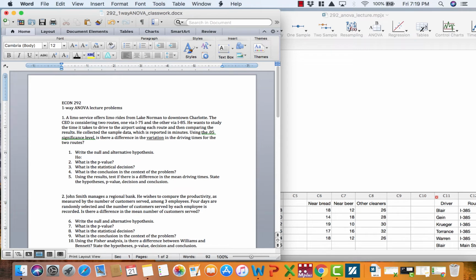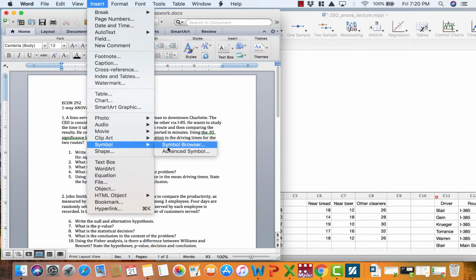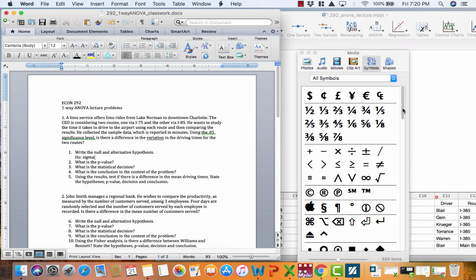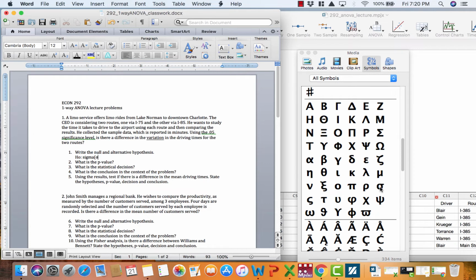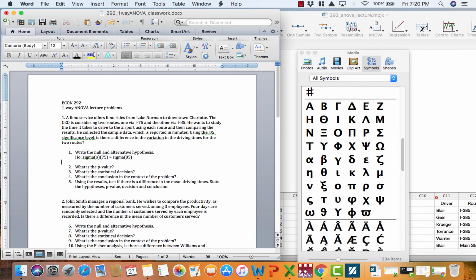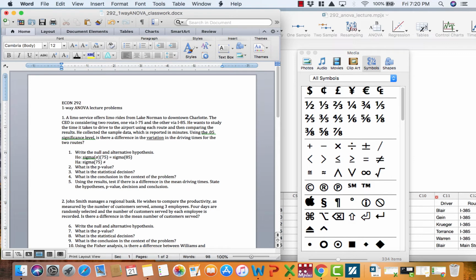you've got a couple options here, just so you know, you can type sigma, I'm fine with that, or you can go into insert symbol in your symbol browser, and you can actually add the sigma symbol if you want to. Again, totally up to you, whatever's easier. So we've got sigma I-75 equal to sigma I-85, and then that's going to give us an alternative of sigma 75 not equal to, so let's go up here and get our not equal to, sigma 85. Okay?